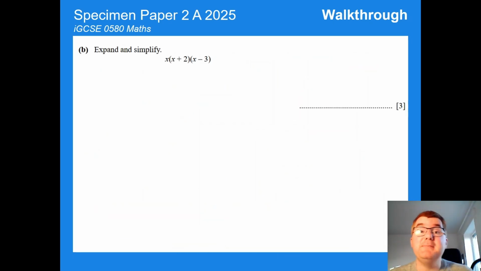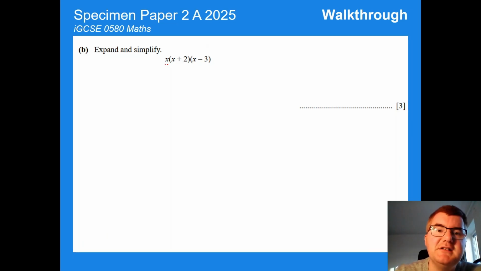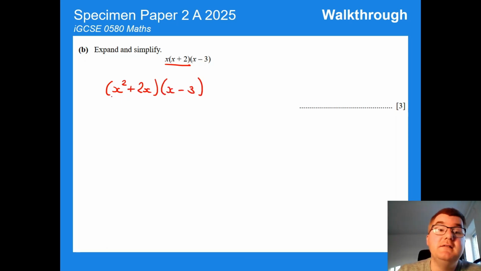Okay, and now we just need to expand and simplify this particular cubic. So the easiest way to do this is we're going to take the first bit and just expand that. So that gives us then x squared plus 2x. And then we have x minus 3. And now we can use FOIL to expand here. So first, outside, inside, last.